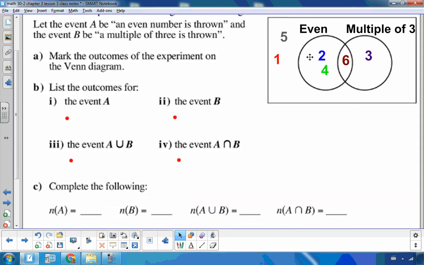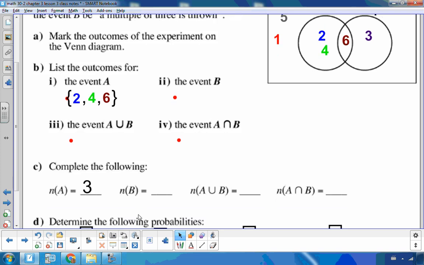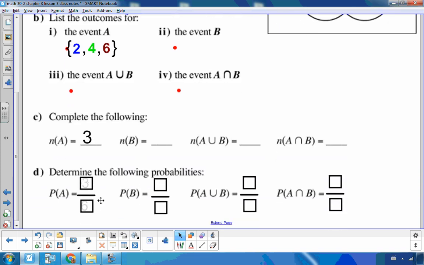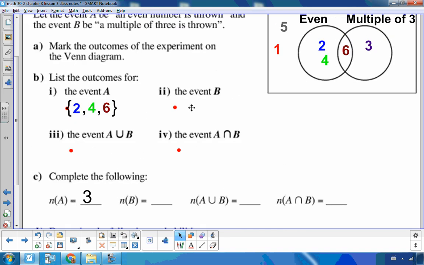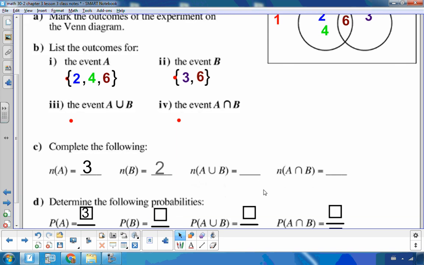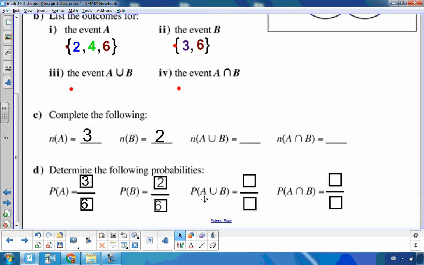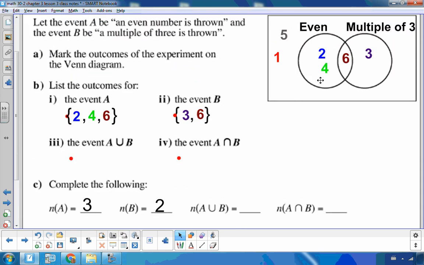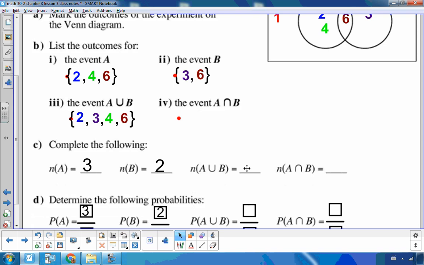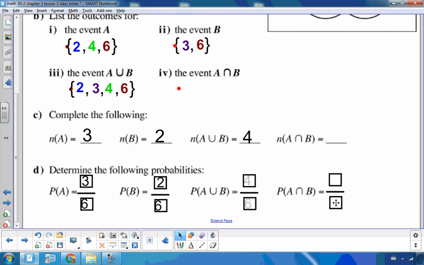So in event A, my circle here, 2, 4, and 6, 3 events, which makes my probability for event A 3 out of 6. Event B, right here, event B is the multiples of 3, so the numbers are 3 and 6. There are 2 events, which makes my probability 2 out of 6. Now A or B, or being inclusive, it's all the ones in A or all the ones in B or all the ones in both. So that would be the 2, 3, 4, and 6. So 4 outcomes, the probability would be 4 out of a total possibility of 6.